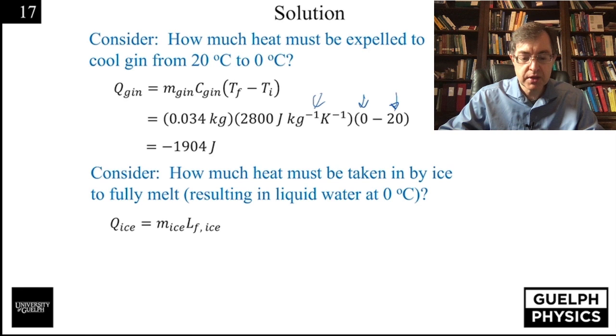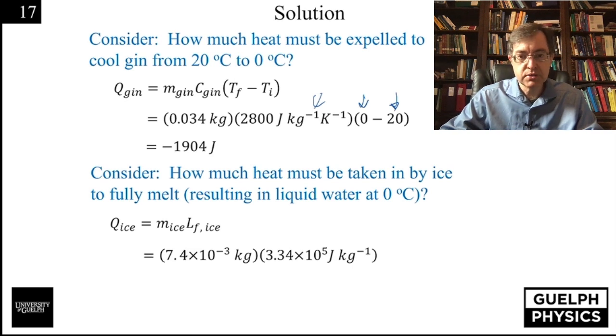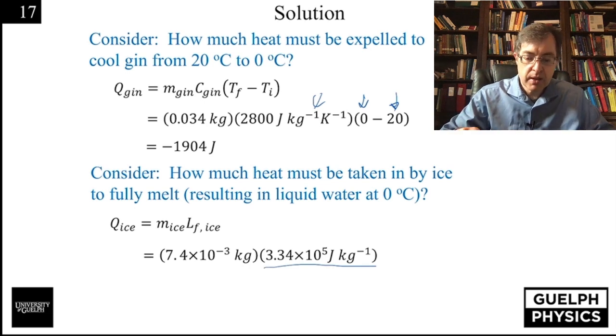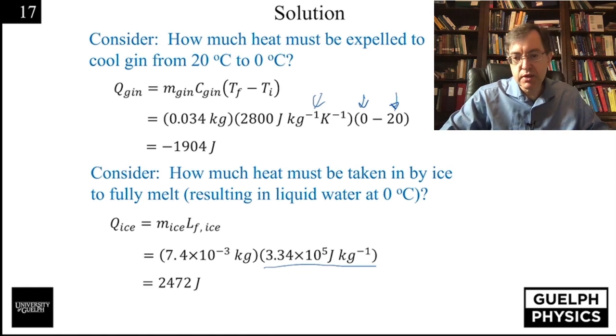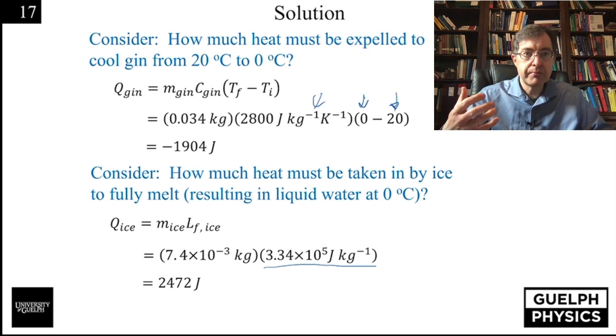So the ice was 7.4 grams or 7.4 times 10 to the minus 3 kilograms. And the latent heat of fusion of ice from the table is 3.34 times 10 to the 5 joules per kilogram. And so to totally melt 7.4 grams of ice requires 2,472 joules of energy. And so the gin is not giving up enough energy to fully melt the ice.